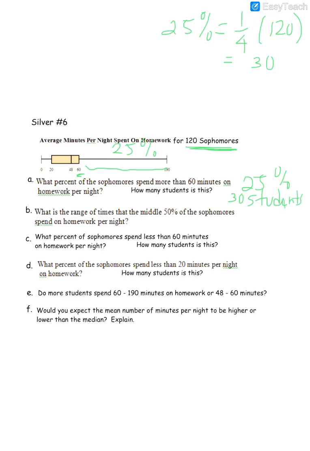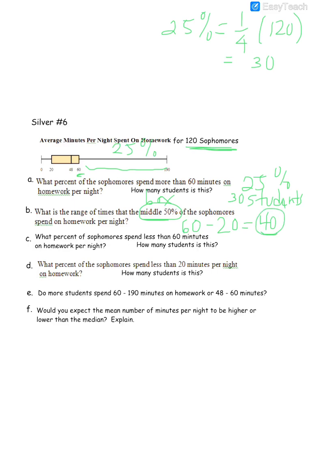What is the range of the times that the middle 50%, that's my box, of the sophomores spend on homework per night? So the highest part of the box, which is my UQ, is 60. The lowest part of the box is 20, which is my LQ. So Q3 minus Q1. That's 20, right? Yep. And I get 40 is my range.